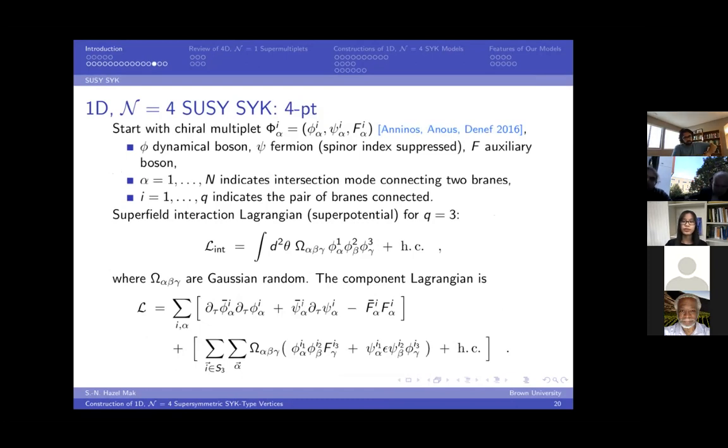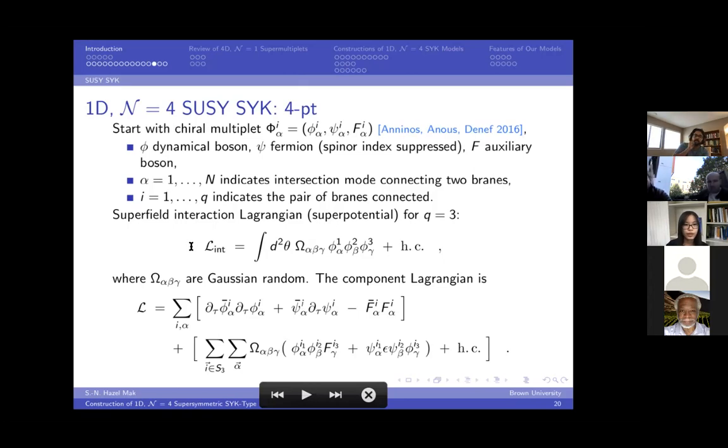So before I jump into our constructions, I also want to mention that in the literature there is a paper that constructs N equals 4 supersymmetric SYK models also. And I think it is the first paper that actually has any supersymmetric SYK models in it. This paper is by Anninos and Denef in 2016. What they did is start with a chiral supermultiplet with a dynamical boson, a fermion, and also an auxiliary boson, and they have some index indicating brane interactions.